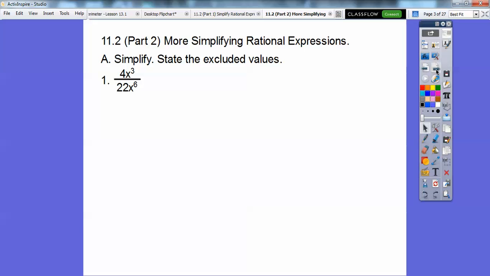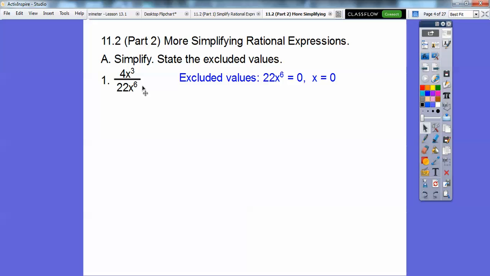So here we go, 4x cubed over 22x to the 6th. Okay, the excluded values are when the denominator equals 0. So 22 times what number to the 6th equals 0? Well, x would have to be 0 on that. So that's the excluded value.